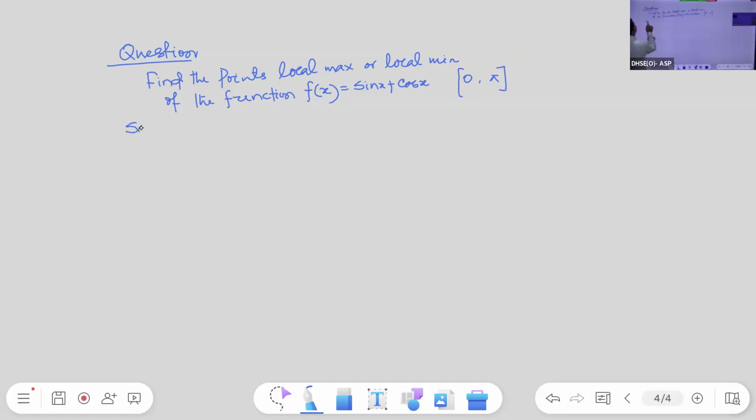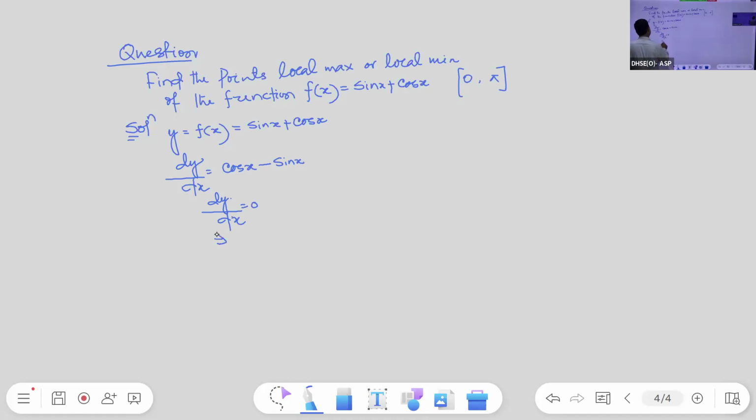So come to the solution. So y is equal to f of x equals sin x plus cos x. First of all, we have to find out the critical points of the function. For that, we have to differentiate the function with respect to x. So dy upon dx equals cos x minus sin x. For critical point, we have to equate the first order derivative of the function to 0. So dy upon dx equals 0.